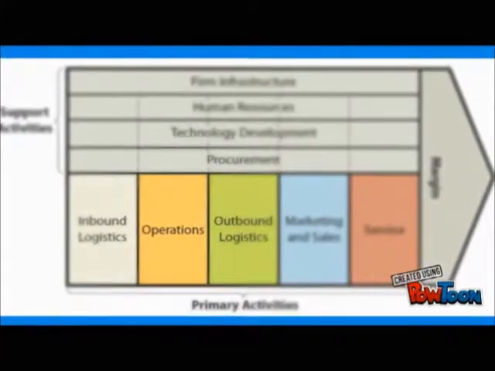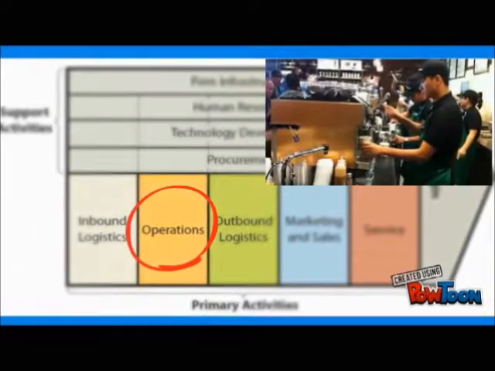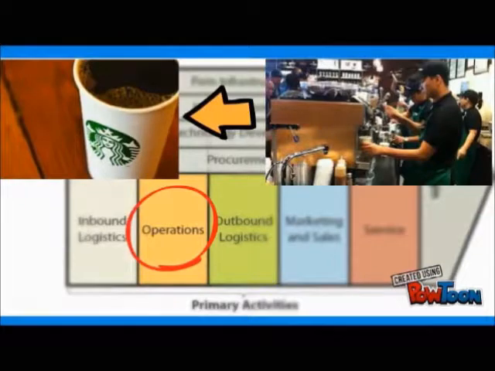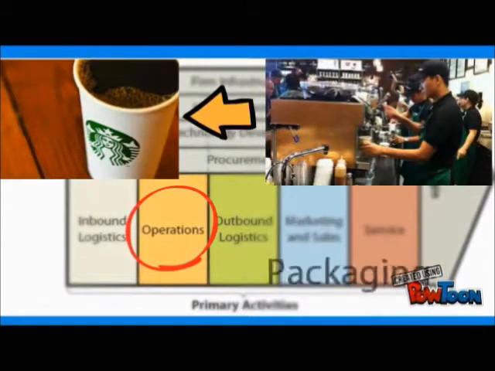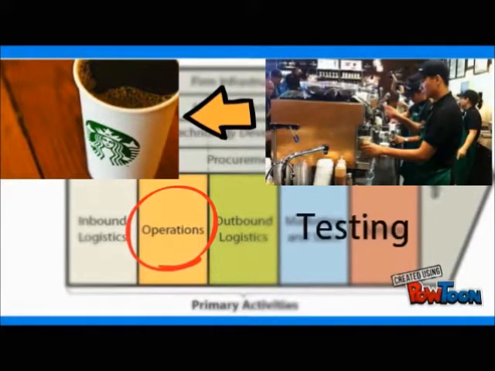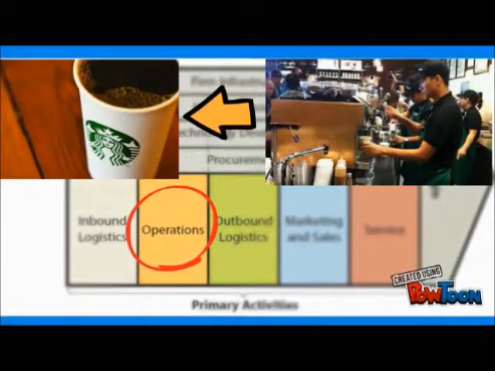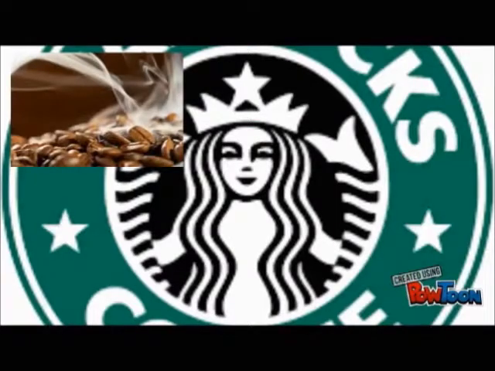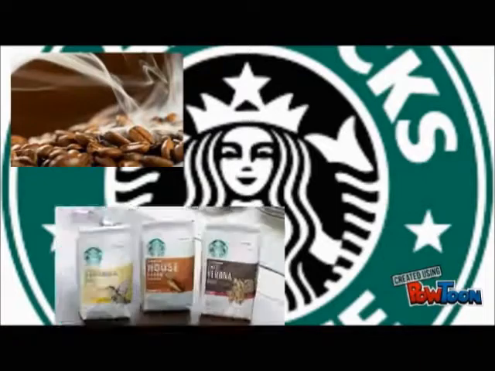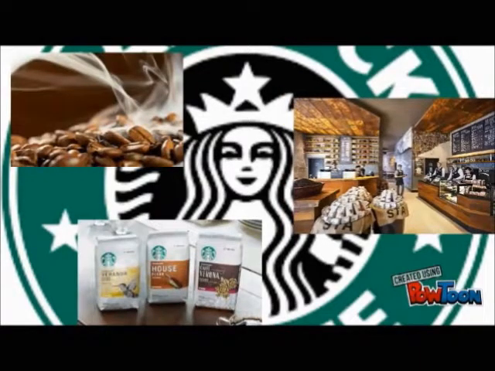Operation activities are the activities that change input into output. The input undergoes a few processes until it becomes a finished good. Examples of the processes are machining, packaging, assembly, testing, printing, and facility operation. As for the example of Starbucks, the beans are roasted and packaged, and it will be transported to the storage site.